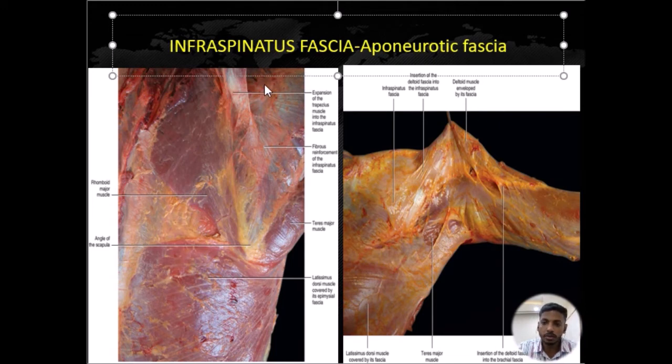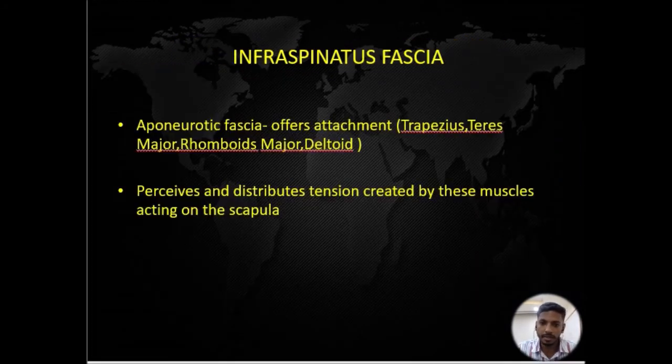This complex has attachment to the infraspinatus fascia, and also the rhomboids have attachment. The fascia of the rhomboids has attachment to the infraspinatus fascia. So a lot of muscles are attached to the infraspinatus fascia. Thus it is considered an aponeurotic fascia, which perceives and distributes tension created by these muscles acting on the scapula, thus regulating the scapular movement.